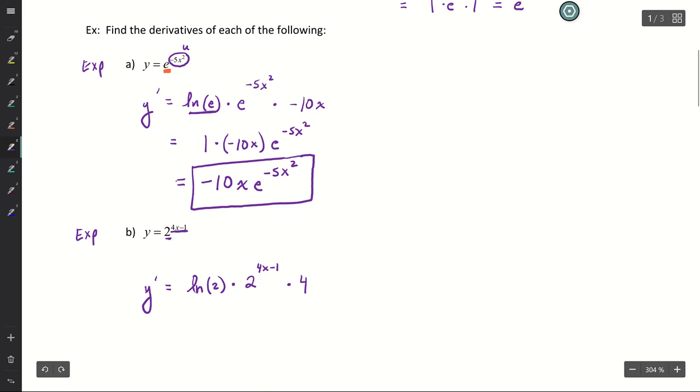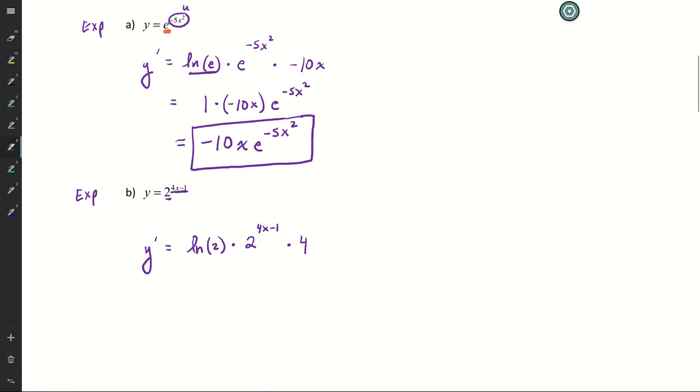Now, unlike the last one, because we were taking the natural log of e on the last one, we were able to simplify it to just 1. On this one, natural log of 2 is going to be some sort of decimal answer, and we're not going to want to simplify that. So we're going to leave that in exact form. What we probably will do is take this 4 and just slide it to the front of that natural log.